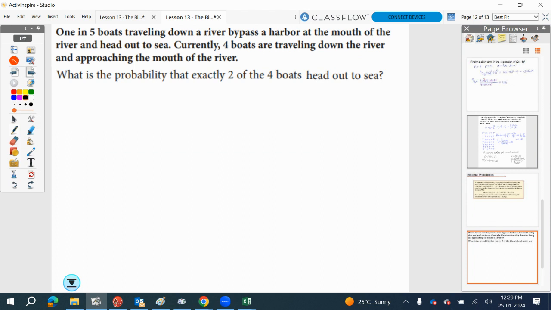X is binomially distributed. That's binomial. This is a binomial distribution. And what is the combination?